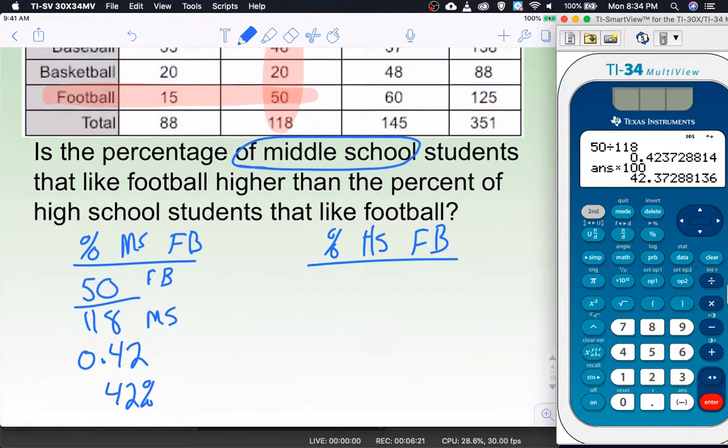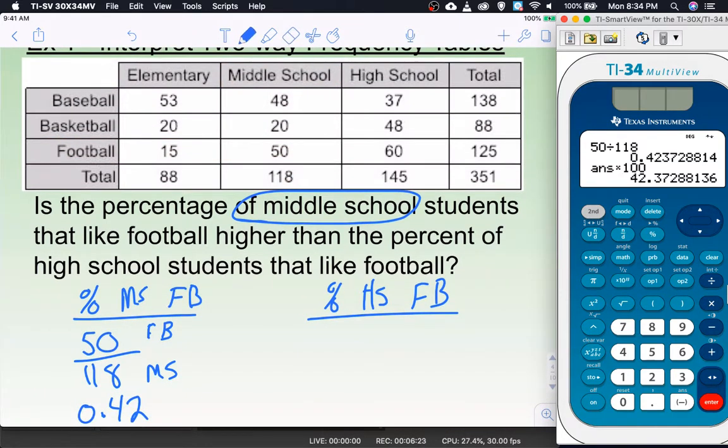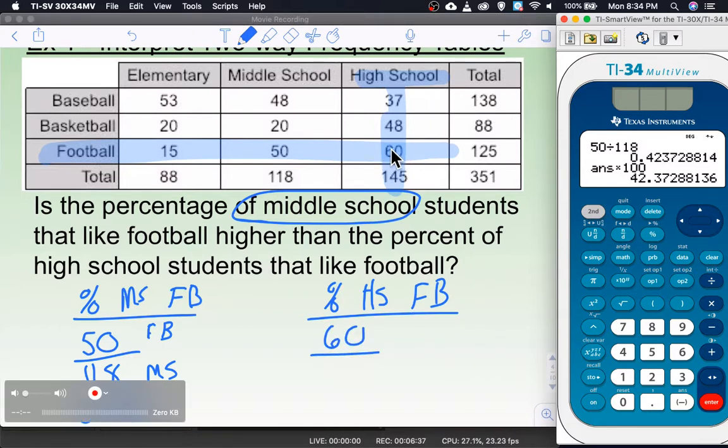Now for high school, we're going to go through the same process. Now the high school, I'm actually going to highlight in blue this time. So I'm looking for the high school students that like football. Now I can see that 60 high school kids like football.